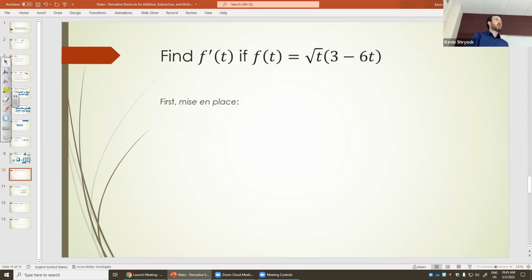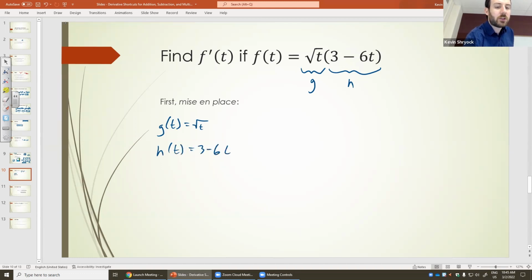Because what we have here is two things being multiplied. Let's give them some labels. Maybe I'll call this thing G, and I'll call this thing H. So off to the side, I could think G of t is the square root of t, and h of t is 3 minus 6t.